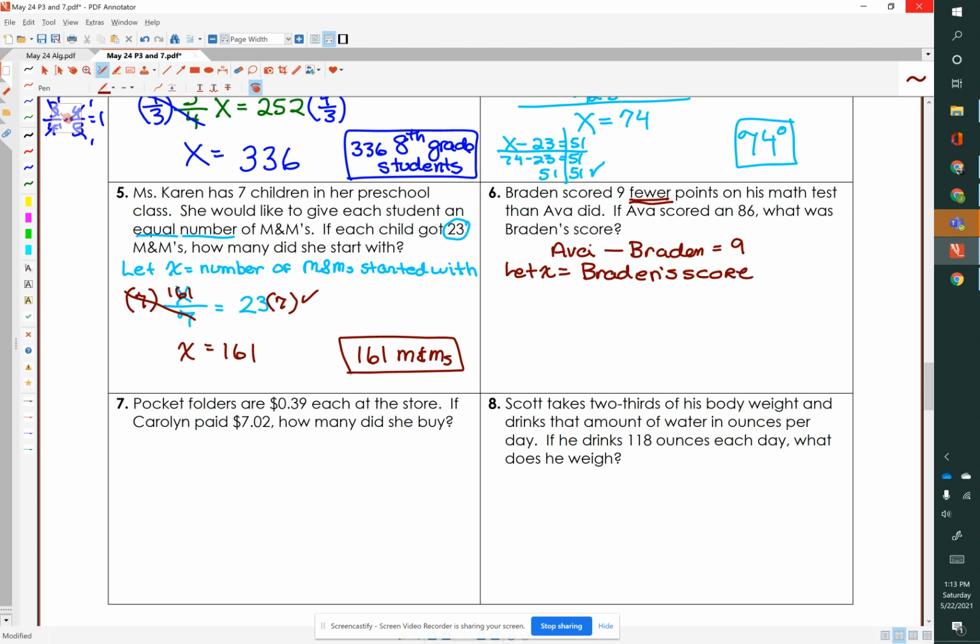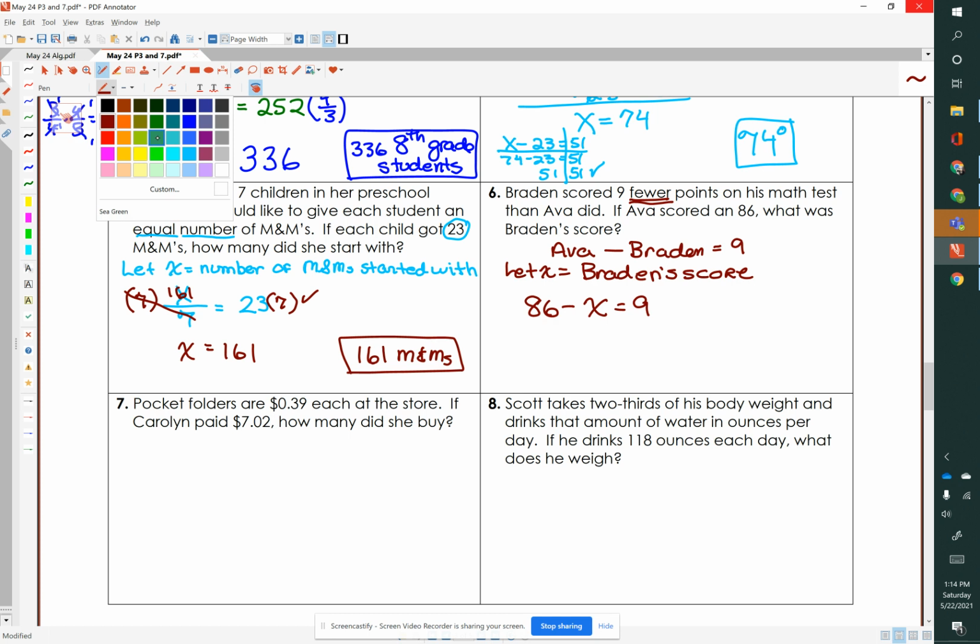So Ava's score, they told us, is 86, minus Braden's score, which is X, should equal 9 because he ended up with 9 fewer points than Ava had. So we'll solve this by using inverse operations. So what's happening to X? Well, we have a couple things going on. We've got positive 86 added to X, but we also have a negative 1. We have an invisible 1 here.